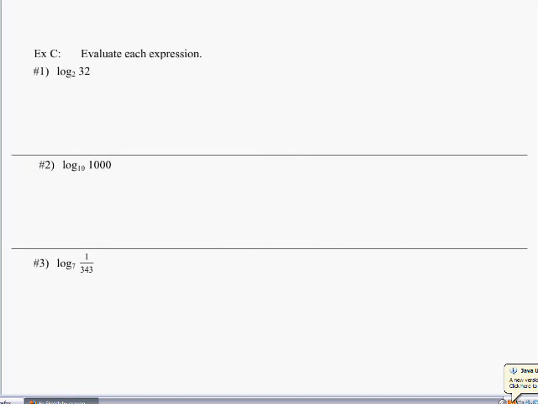So here's what I'm saying. Obviously our base is 2. Is there any way to write 32 that has a base of 2? 2 to the second is 4, 2 to the third is 8, 2 to the fourth is 16, 2 to the fifth is 32. So if you can accomplish, once again, to get the base of your logarithm and the base of your argument to be the same, this is just going to equal whatever your exponent is. Our exponent's 5.